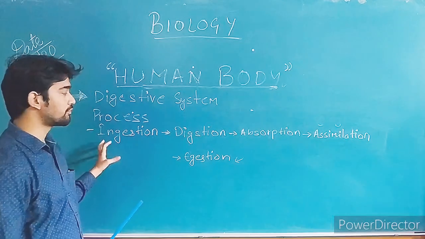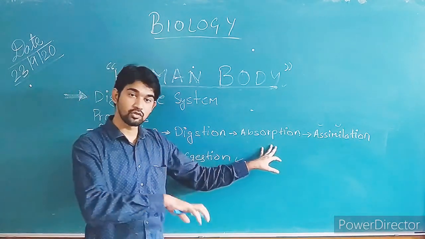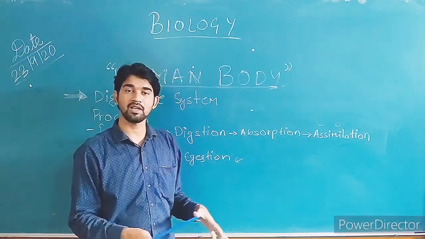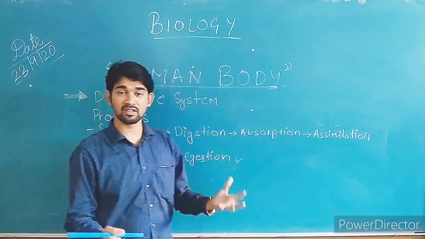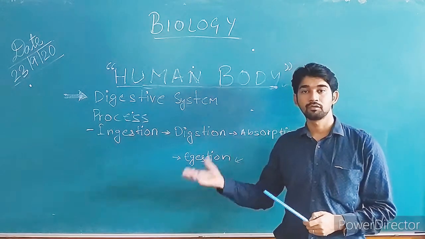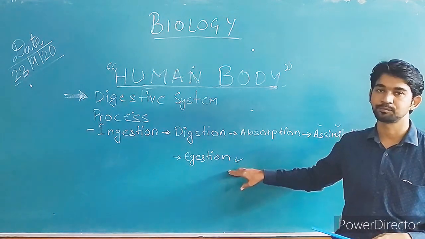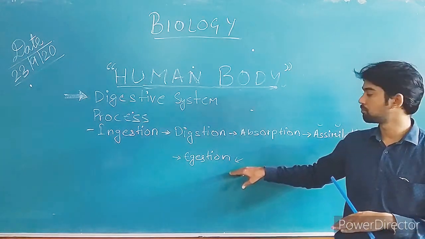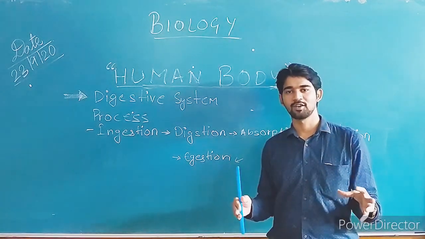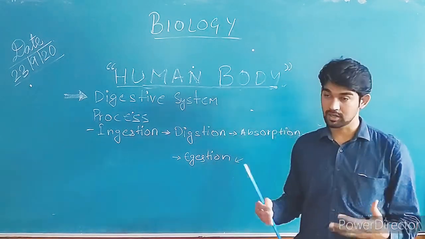So once the food is ingested, it gets digested, and then those nutrients get absorbed, then they are utilized by the system, and finally when there is nothing more that can be done with the food that you have eaten, it gets egested, or egestion, which is the throwing out of the waste product. Because when you use something to create something new, then there is waste product as well.